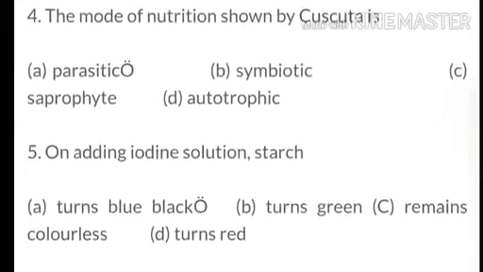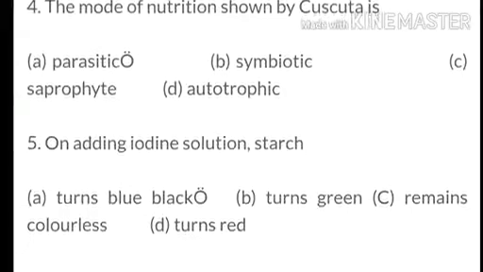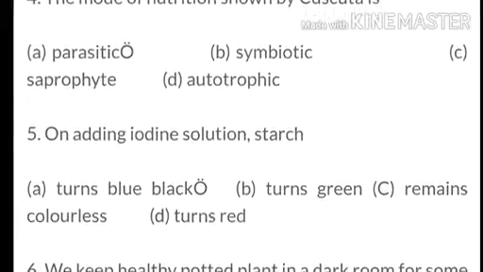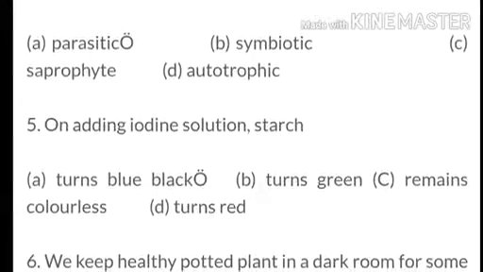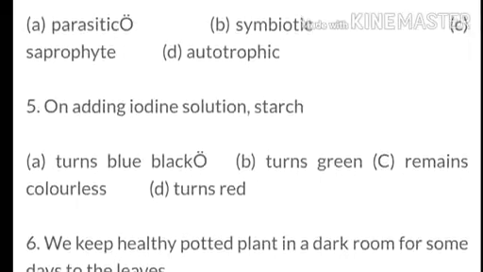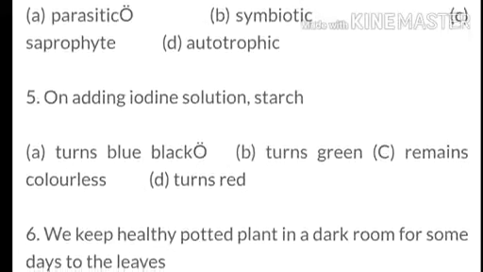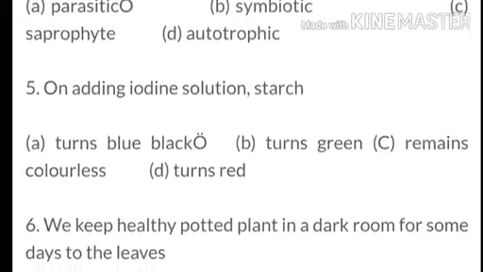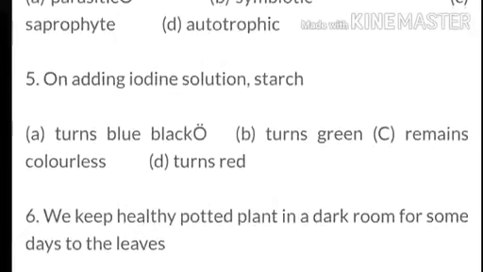Now for the fourth question: the mode of nutrition shown by Cuscuta is parasite, symbiotic, saprophyte, autotrophic. The correct option is parasite. Fifth question: on adding iodine solution, starch turns blue black, turns green, remains colorless, turns red. So the correct option is turns blue black.